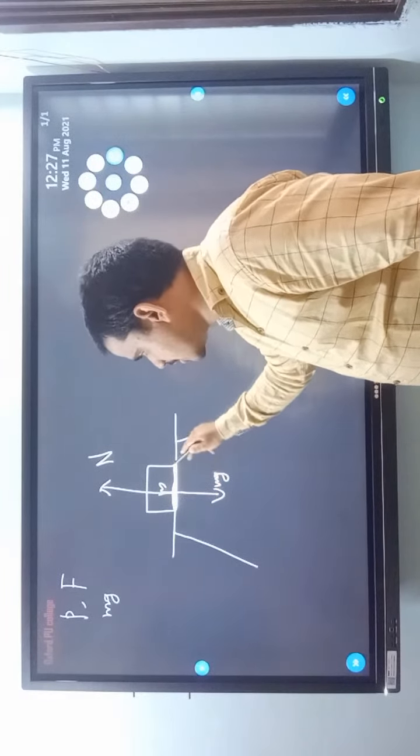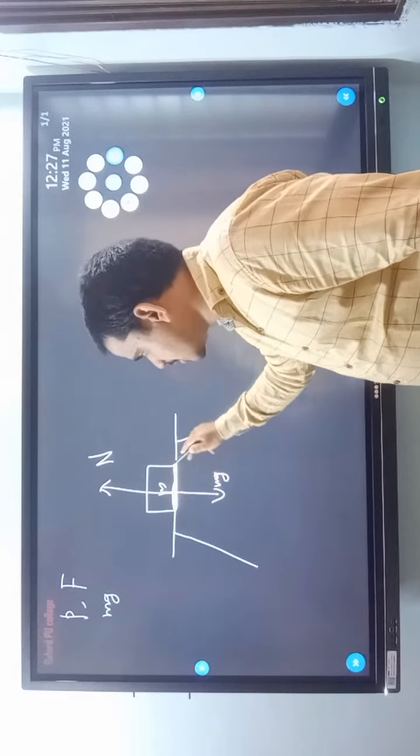Now, for this surface, see this surface here, and the normal force is like this. What is the angle between these two? 90 degrees. That's why we call it normal. 90 degrees means normal force. It acts on surfaces in contact.